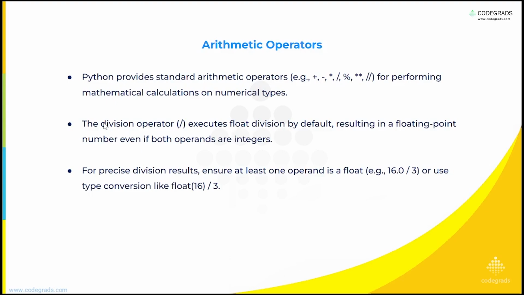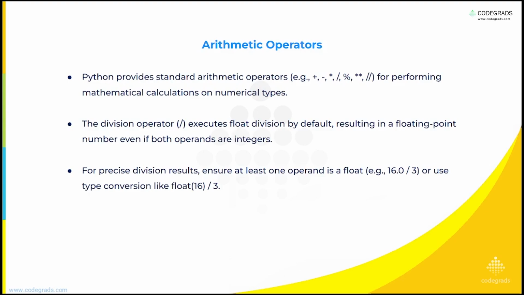I will get 4. The division operator executes float division by default, resulting in a floating point number even if both operands are integers. So suppose I want to divide 6 by 2. What should I expect the answer to be? 3, but it will show 3.0. Even though the answer is a whole number without a decimal point, it will still give the float answer, that is, a decimal number. So it naturally assumes that the answer can be a float to avoid conflict.